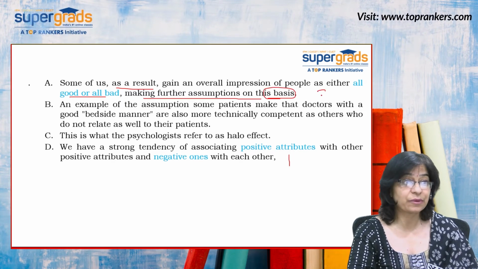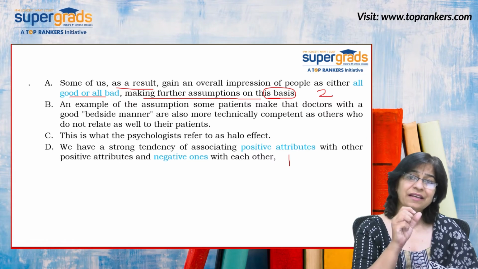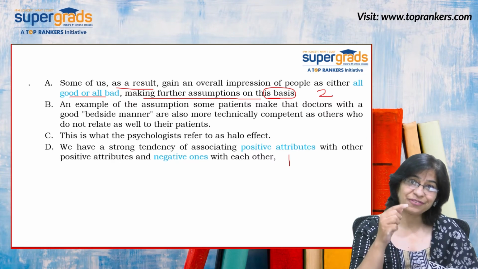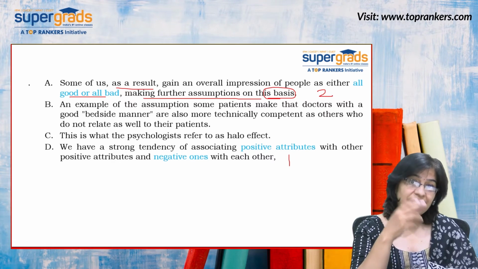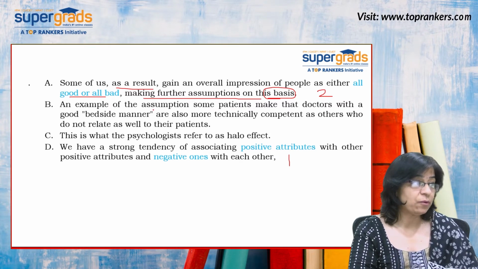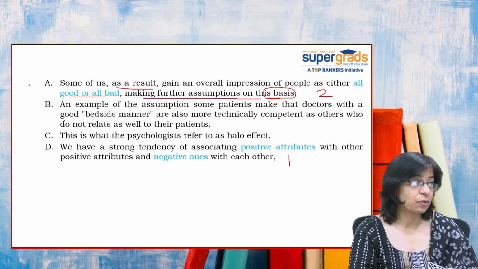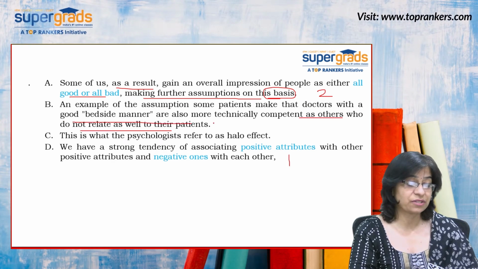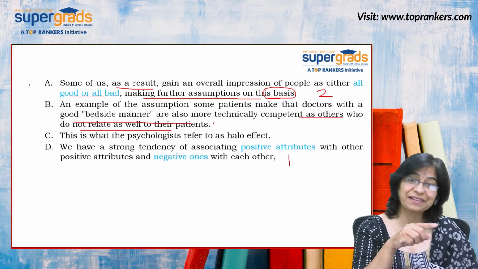See, doesn't it look like sentence number two? It's taking the thought beautifully further. It's further elaborating the first statement that we've just read. An example of assumption some patients make that doctors with this are competent as others who do not relate to the patient. See, this is exemplifying the second statement.